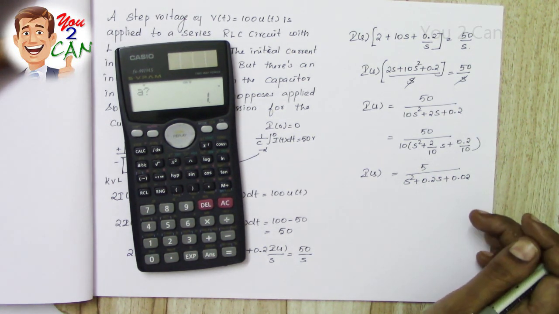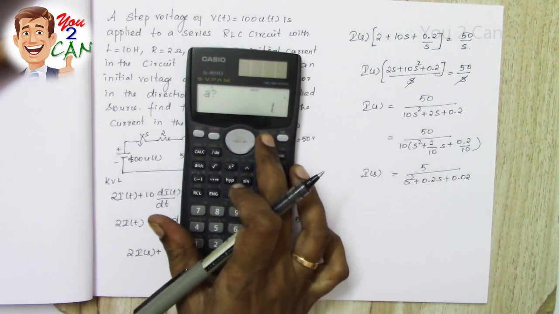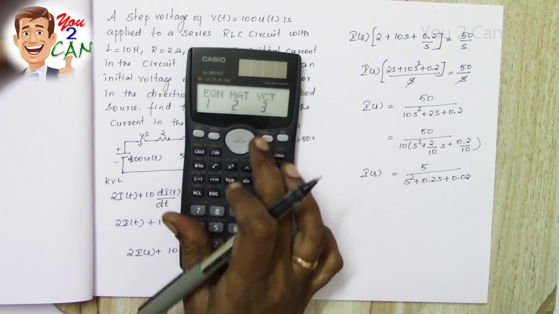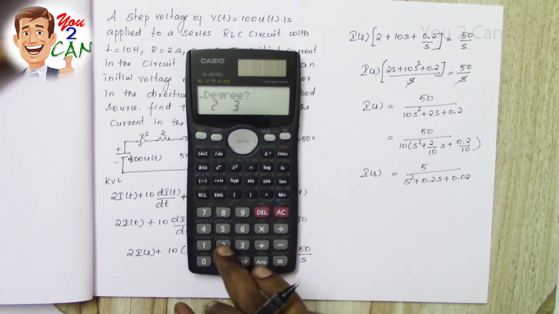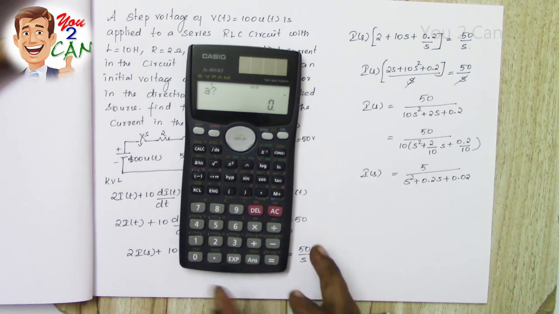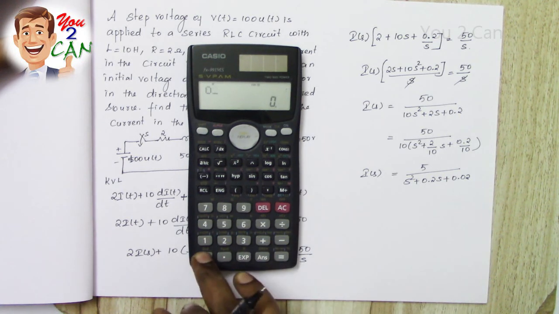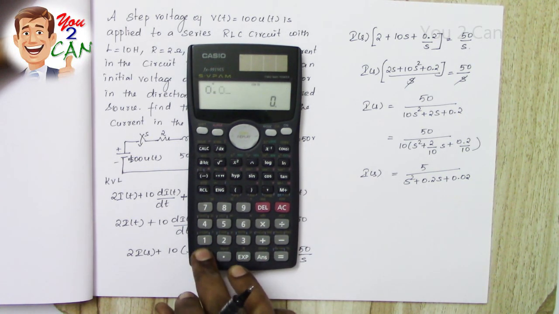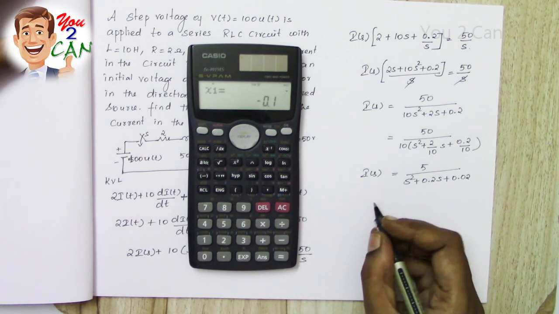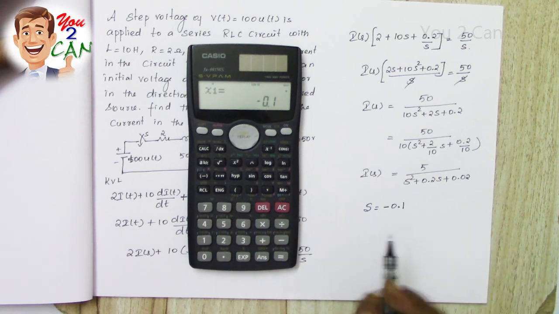Okay, so kindly understand. Here you have to take the mode, equation mode, then take degree. Here it's a 2 degree, so second degree. The coefficient of s squared is 1, coefficient of s is 0.2 and coefficient of constant is 0.02. You will get the roots: s is equal to minus 0.1.